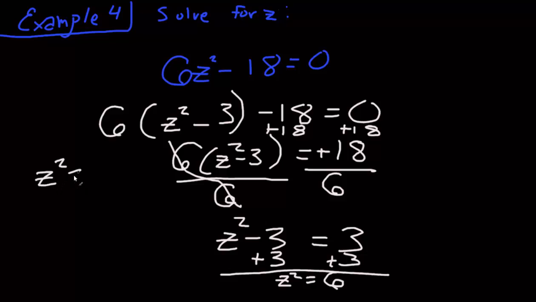z squared equals 6. Okay, so how do we get rid of this squared? We need to find what z is. Well, we know that if we take the square root of z squared, we will get z. So I'm going to take the square root of both sides. And we will get z equals square root of 6.